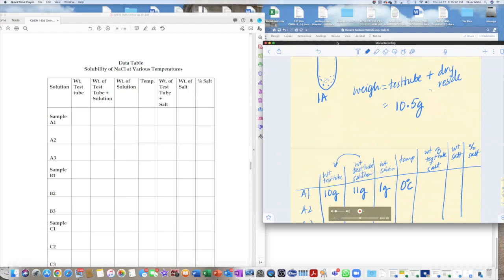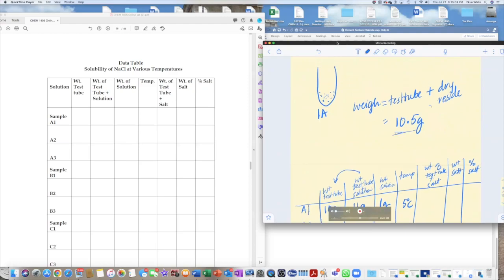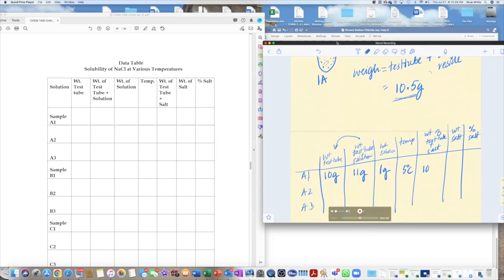Temperature, if it's cold, let's say 0 degrees Celsius. Now, let's say, I'll pick a number, not 0. Let's say 5 degrees Celsius. Weight of test tube and salt. That's the dry residue right here. 10.5 grams, right? Weight of salt by itself. It's going to be this minus this. So 0.5 grams.